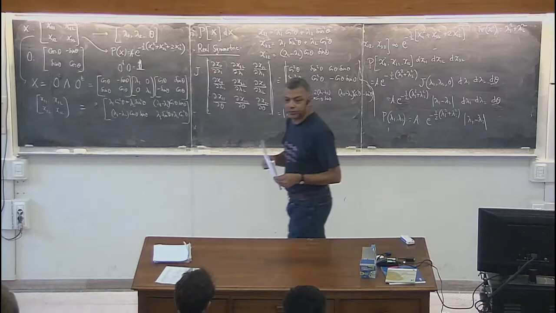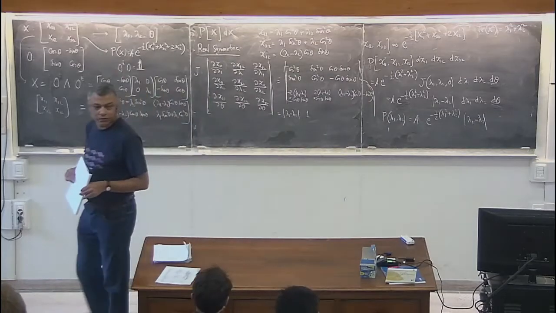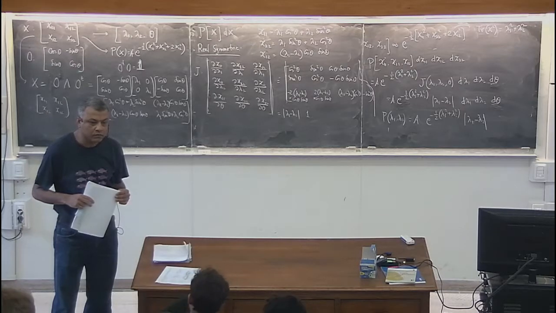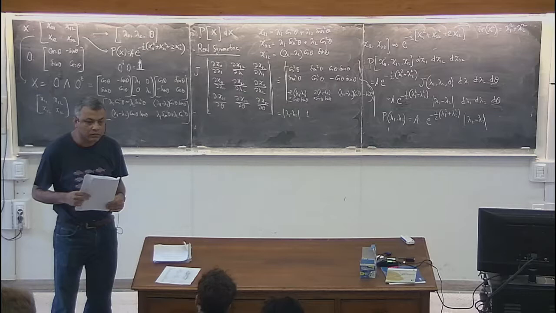Yeah. Is there an easy way to see, for a non-degenerate spectrum, that this choice of eigenvalues always gives a non-singular Jacobian? That transformation is... Yeah.